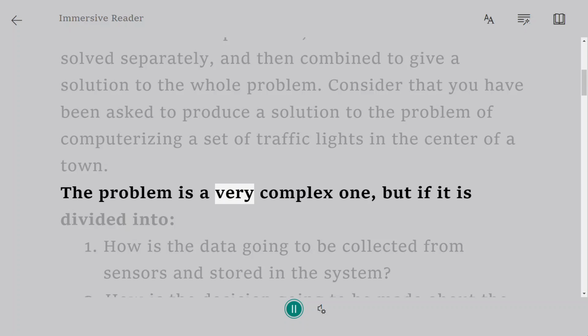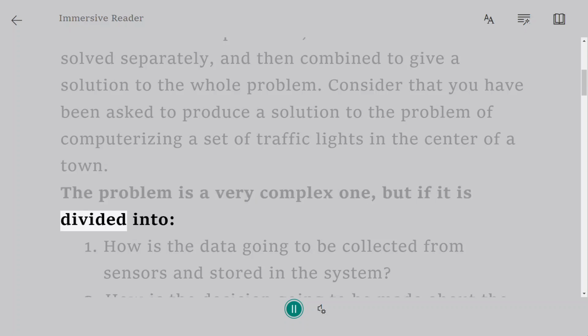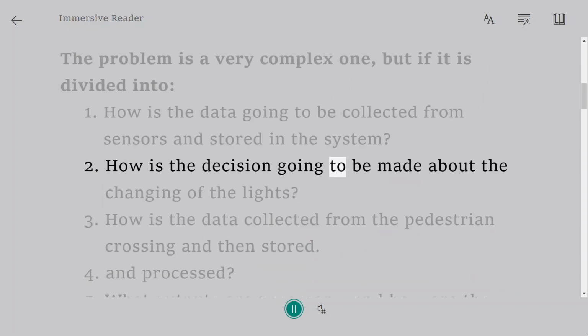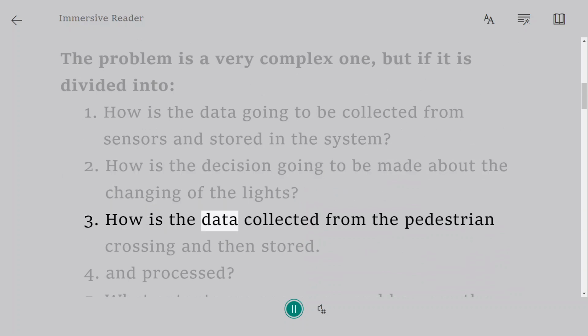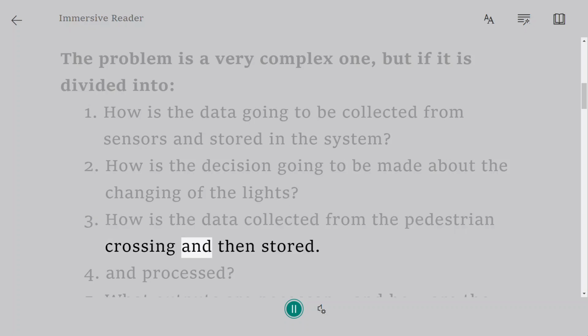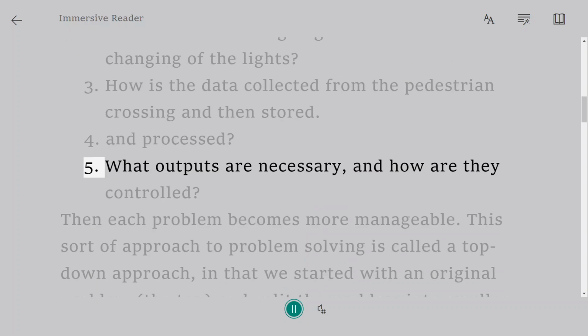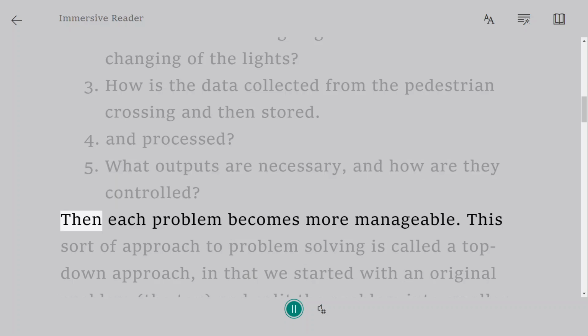The problem is a very complex one, but if it is divided into: 1. How is the data going to be collected from sensors and stored in the system? 2. How is the decision going to be made about the changing of the lights? 3. How is the data collected from the pedestrian crossing and then stored? 4. And processed? 5. What outputs are necessary, and how are they controlled? Then each problem becomes more manageable.